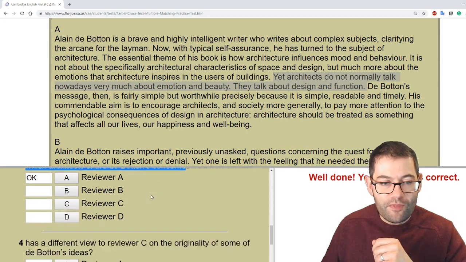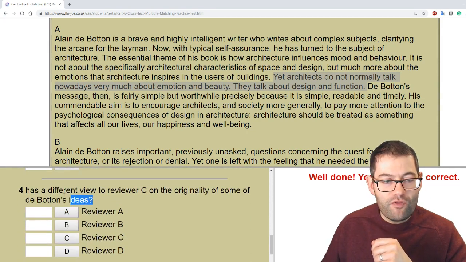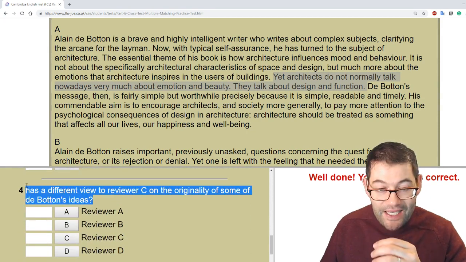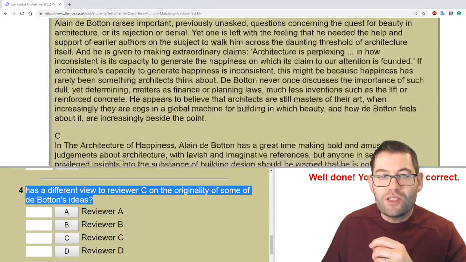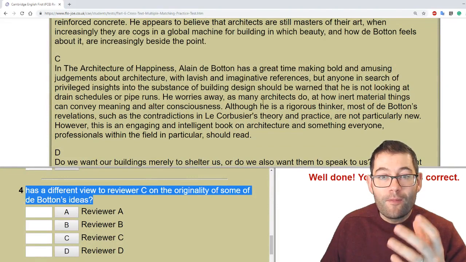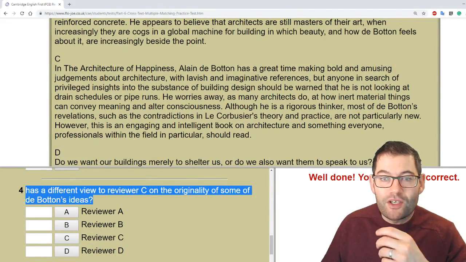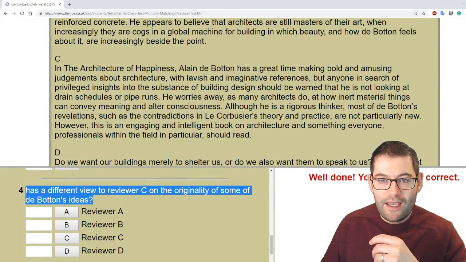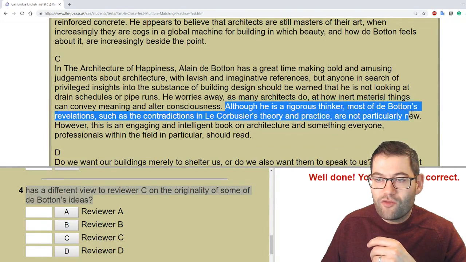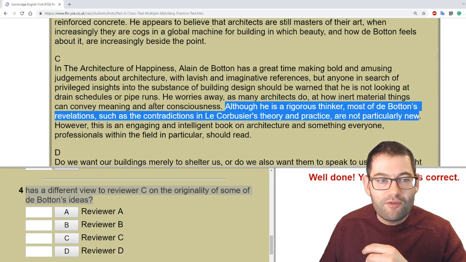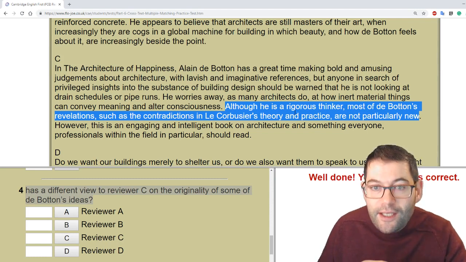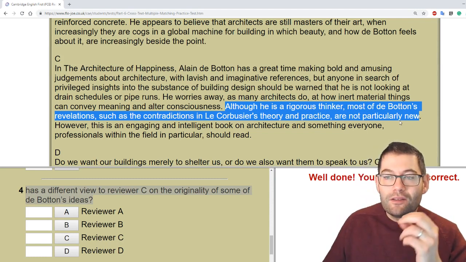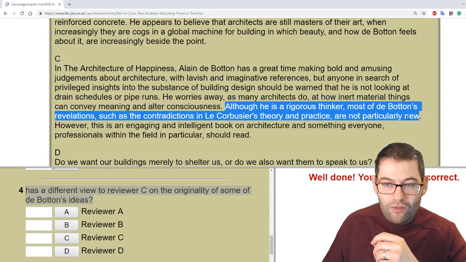And lastly, for question number 4, it says, which reviewer has a different view to reviewer C on the originality of some of de Botton's ideas? So let's go straight to C and see if we can find out what C says about originality. And we can see that here. Although he's a rigorous thinker, most of de Botton's revelations, such as the contradictions in, I'm not even going to try and say that, theory and practice, are not particularly new.